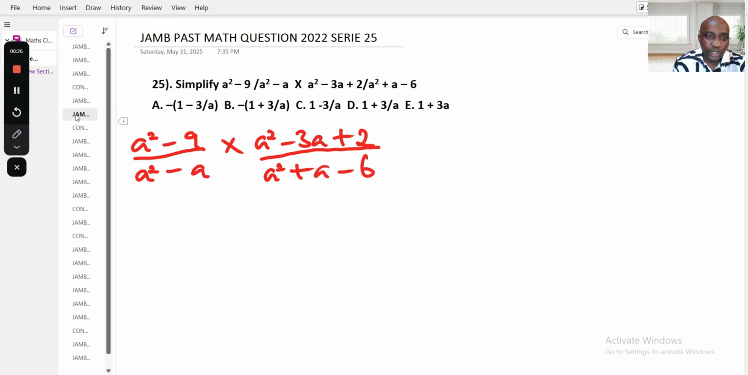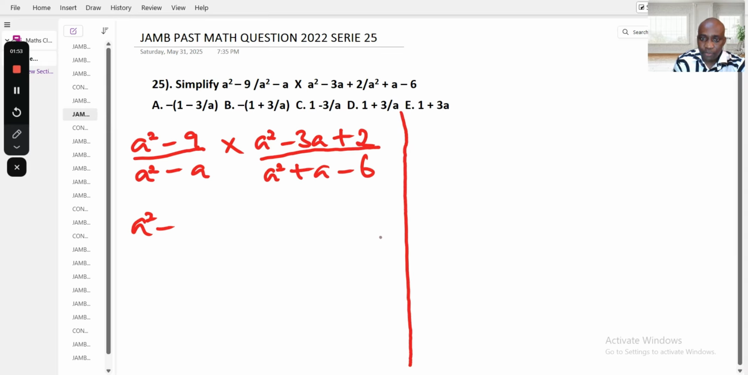We have this question: a raised power 2 minus 9 over a raised power 2 minus a. Let's begin to solve this question. We are going to take a lot of space to do this calculation. Let me divide this space because we are going to use enough space.